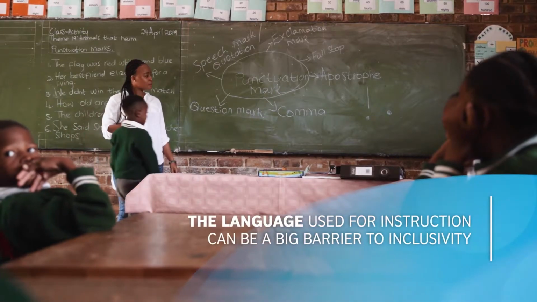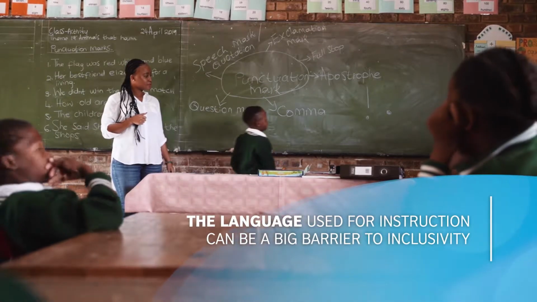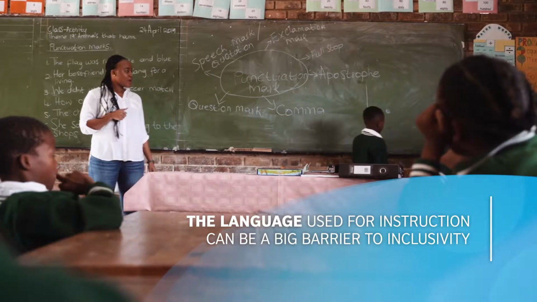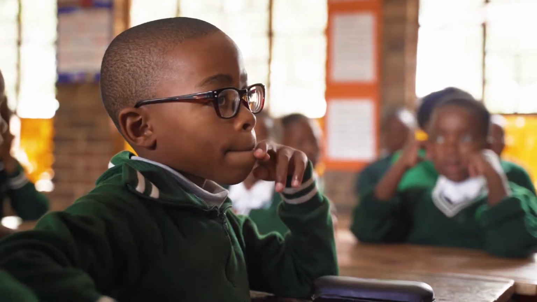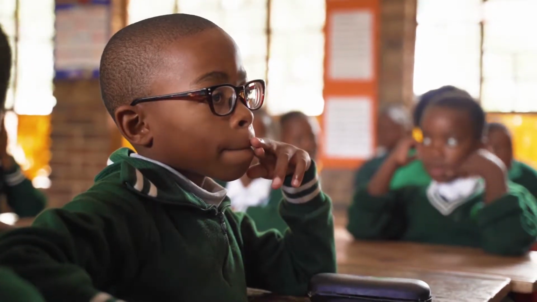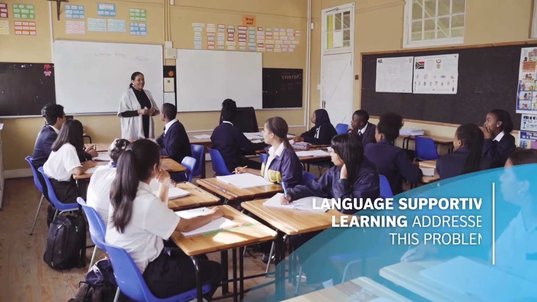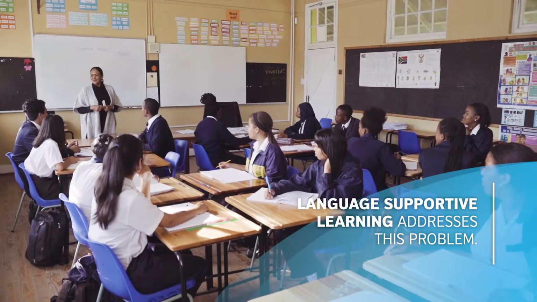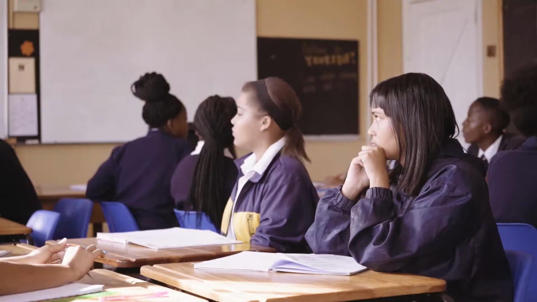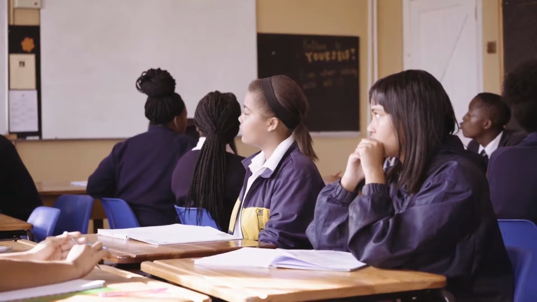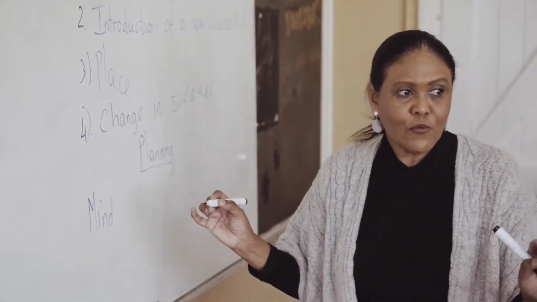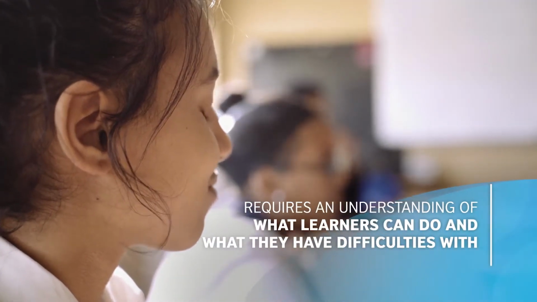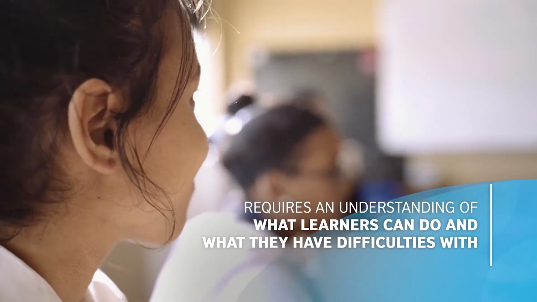The language used for instruction can be a big barrier to inclusivity, affecting learners' progression throughout their basic education. This especially applies to children from disadvantaged backgrounds. Language supportive learning is a way of addressing this problem. This requires an understanding of how to use scaffolding strategies to support learning through breaking up learning into manageable chunks. This approach requires an understanding of what learners can do and what they may have difficulties with.